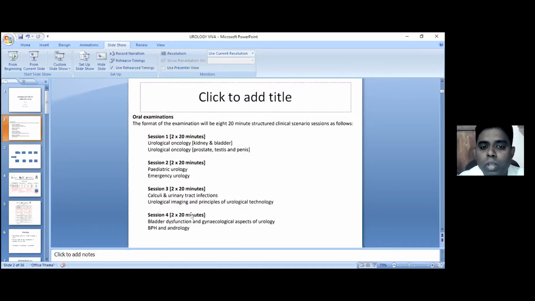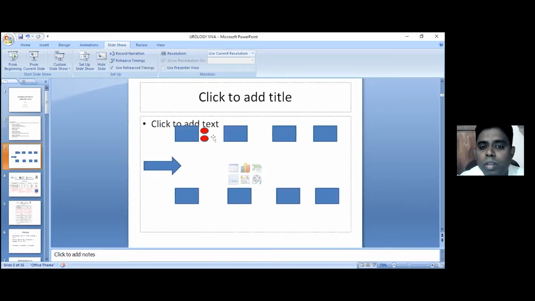So altogether you will go to the 8 tables, each table 2 scenarios. So you will get 16 scenarios, right? Usually this will happen in 4 sessions. Once you go in, you will go to 2 tables, then there will be a 20 minute break, then another 2 tables, 20 minute break, then another 2 tables, 20 minute break. So you will have to go to the exam hall maybe 4 times.